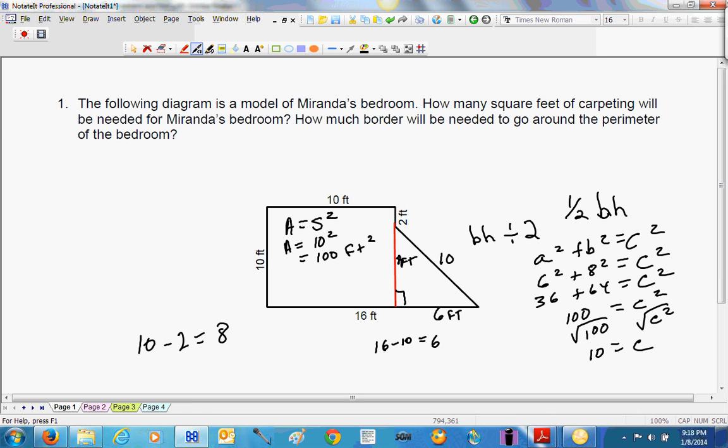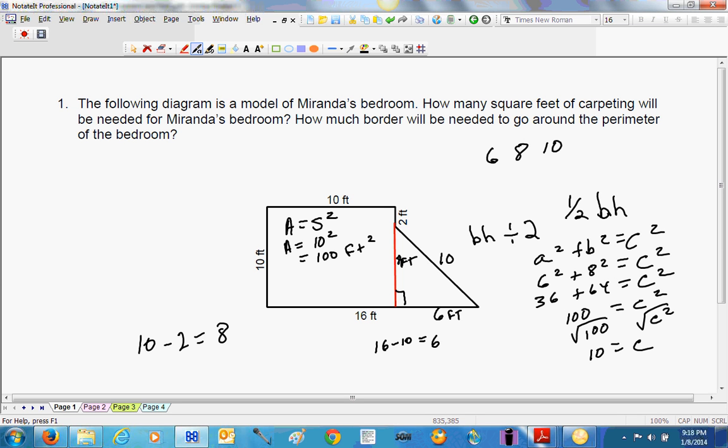Now those of us that know these Pythagorean triples, once we saw 6 and 8, we know that we have a triple that's 6, 8, and 10, and we could have easily recognized that the hypotenuse is 10. So now we have our figures and we can go on and see what we need to do.